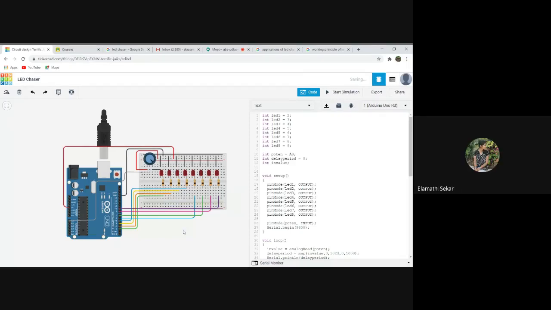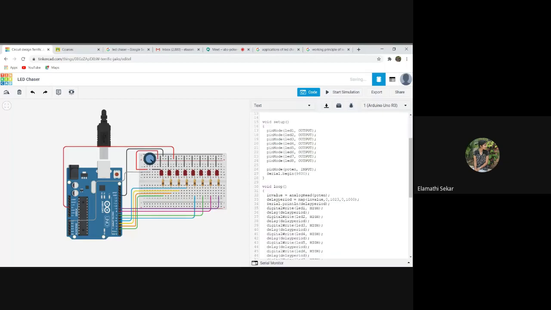Yes, yes. Okay, ma'am. Actually, this experiment is a LED chaser. This is a simple experiment just for knowing the Tinkercad users. So, at first, I'm initializing the digital pins from 2 to 9 to the variables LED 1 to LED 8. After that, I am initializing a potentiometer variable, A0 is assigned to the potentiometer variable. Here I am initializing a delay period for later use. Then the void setup function is used for setting the pin usage.